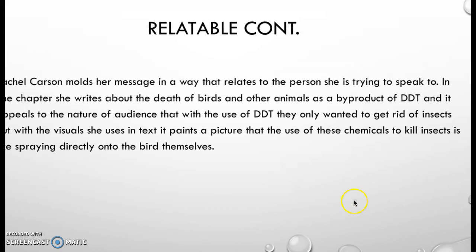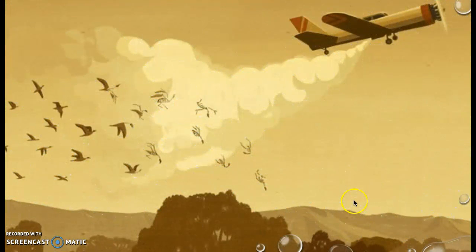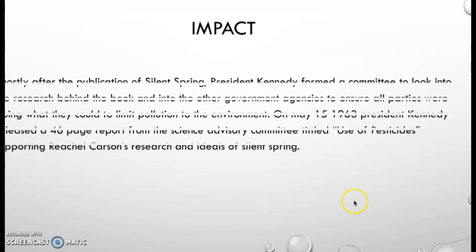Rachel Carson molds her message in a way that relates to the person she is trying to speak to. In one chapter, she writes about the death of birds and other animals as a byproduct of DDT, and it appeals to a nature audience who, with the use of DDT, only wanted to get rid of insects. But the visual she uses in the text paints a picture that using these chemicals to kill insects is like spraying directly onto the birds themselves, such as this picture right here.